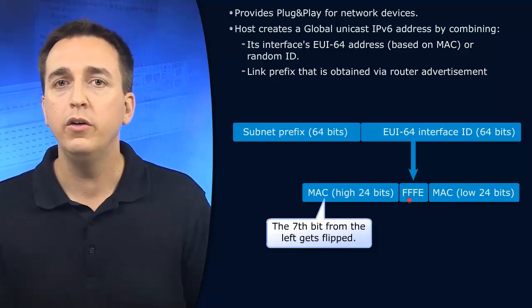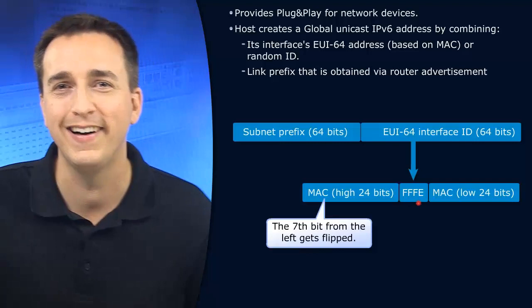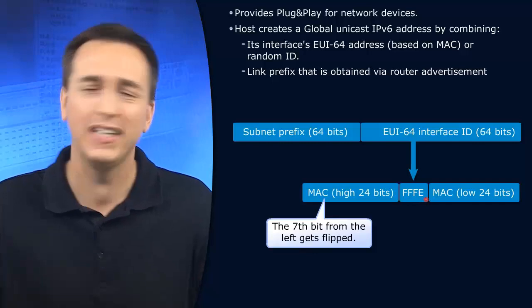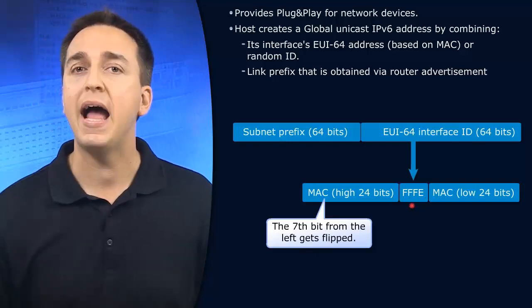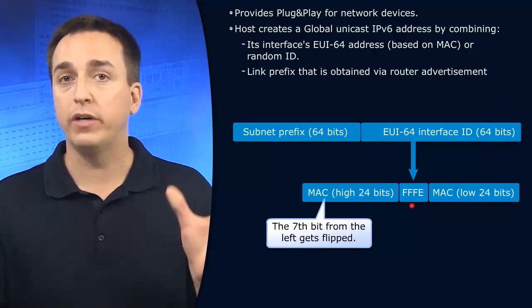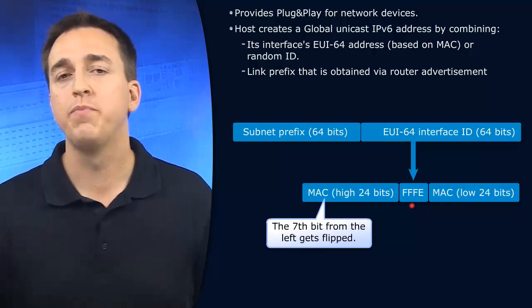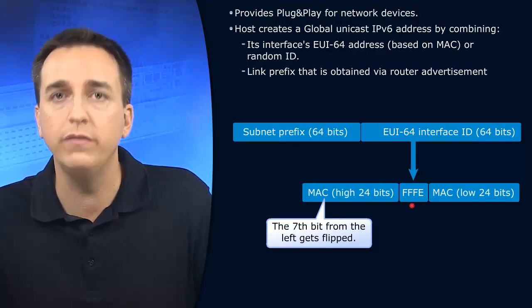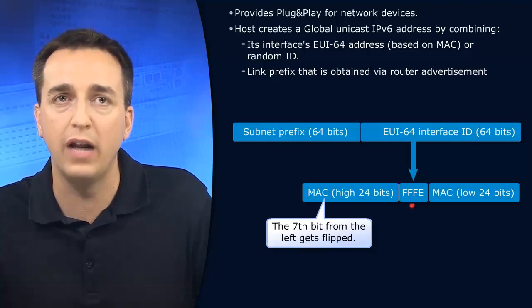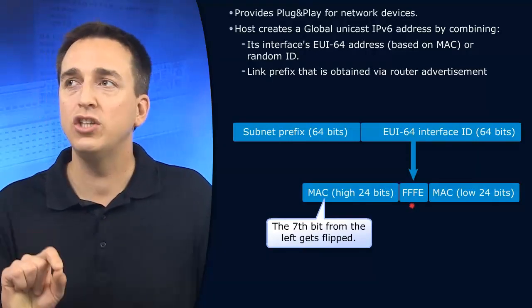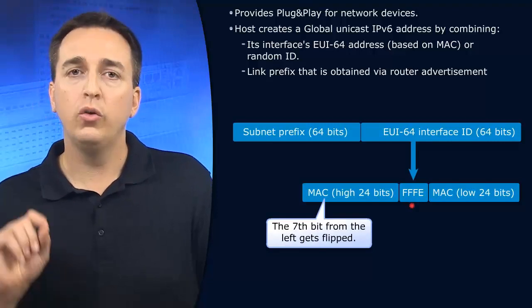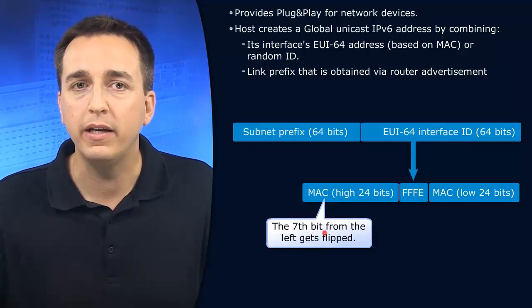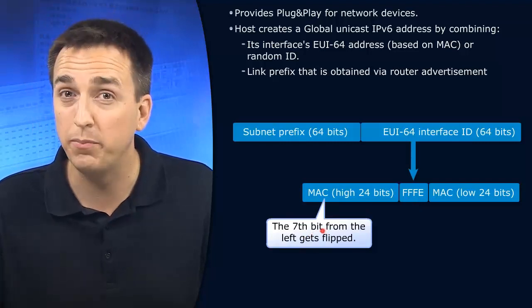And in the middle, you fill the field with fluff every time. FFFE. That's the way I like to remember it. So whenever you see an IPv6 address that has FFFE in it, that is an EUI-64 generated interface portion of an IPv6 address. However, that's not the end of it. One more thing has to be done, and that is the 7th bit from the left gets flipped.